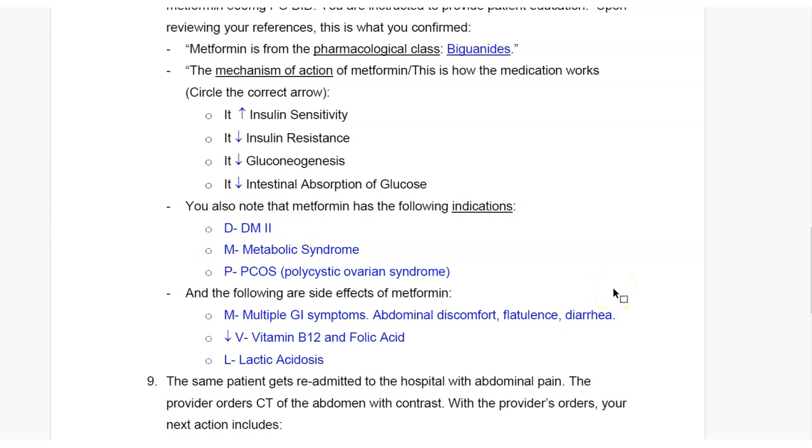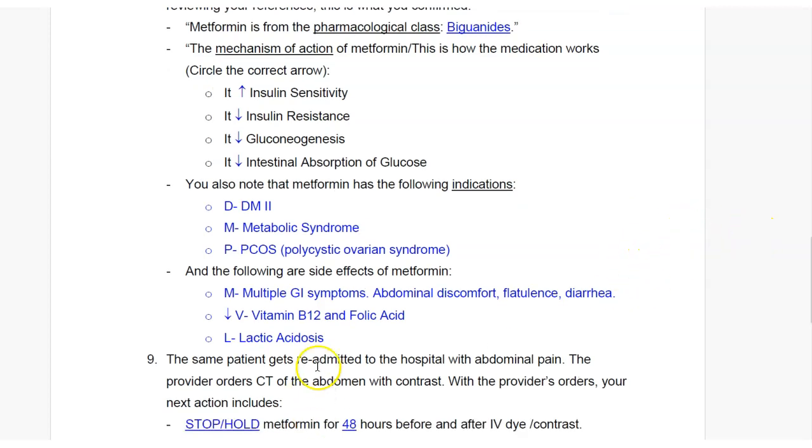Next, the following are side effects of metformin. So what are the side effects of metformin? It causes multiple GI symptoms, so abdominal discomfort, flatulence, so basically gasiness, and diarrhea. And then it decreases vitamin B12 and folic acid, right? Because we're not absorbing the nutrients, since it stimulates the gut so much that it doesn't give the body time to absorb the nutrients. And another quite concerning side effect is lactic acidosis.